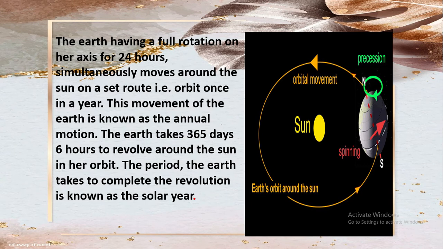First of all, follow what happened. The earth has a full rotation on her axis in 24 hours. It is the diurnal motion. Simultaneously it moves round the sun on a set route on an elliptical orbit, orbiting once in a year, and this movement of the earth is known as the annual motion. For this annual motion, the earth takes 365 days and 6 hours to revolve around the sun in her orbit. So the period the earth takes to complete the revolution is known as the solar year.